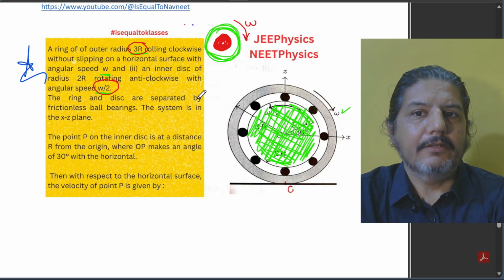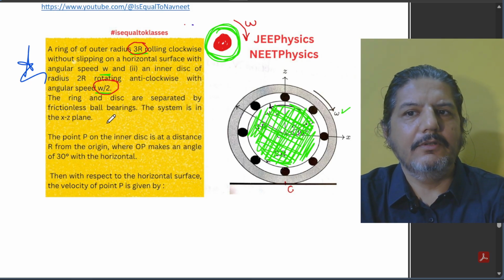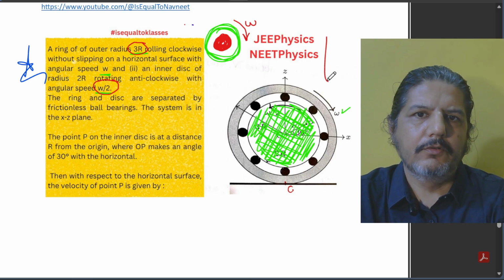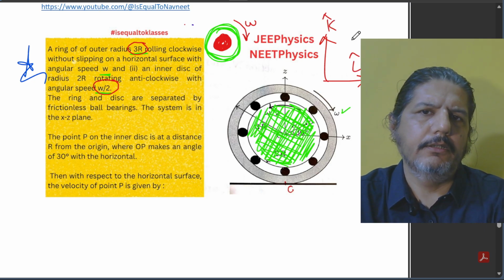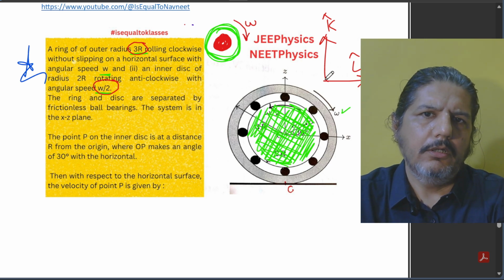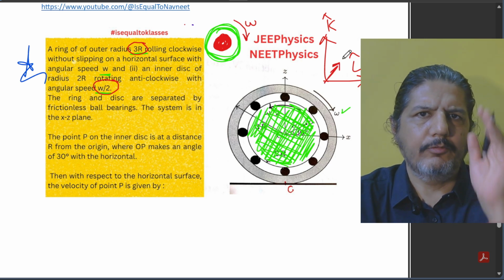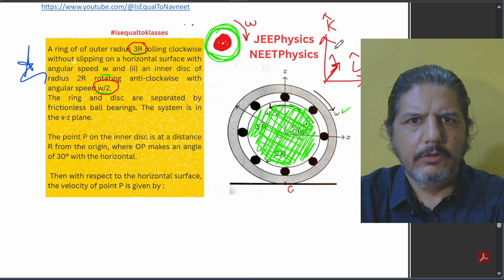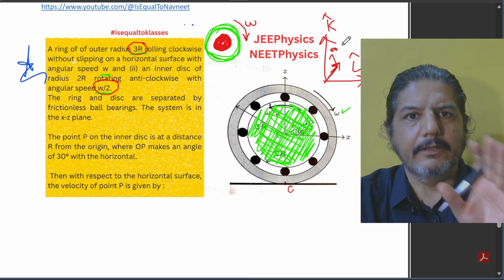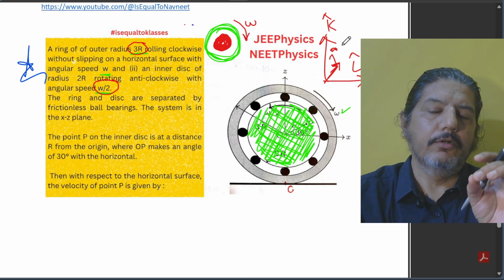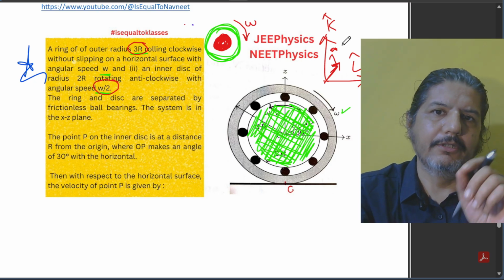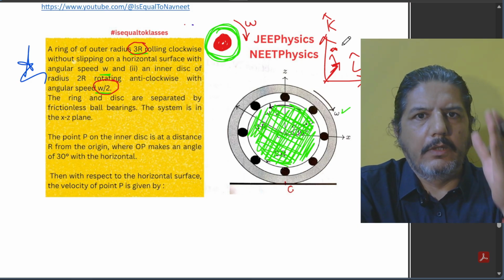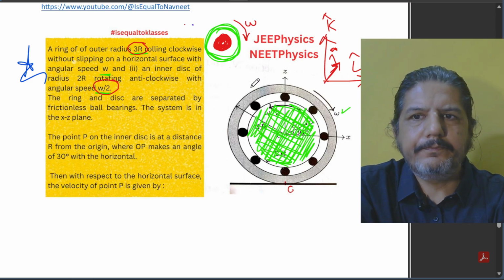The ring and disk are separated by a frictionless ball bearing. The system is in XZ plane. So this is the XZ plane. So this would be my I vector. This would be my K vector. And using the right hand rule, going inside the laptop screen would be my J vector. So you should be very clear about this Cartesian coordinate plane because we'll be using vector cross product while doing this. So please understand this x, y, z axis very well.